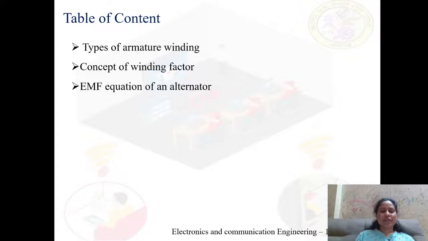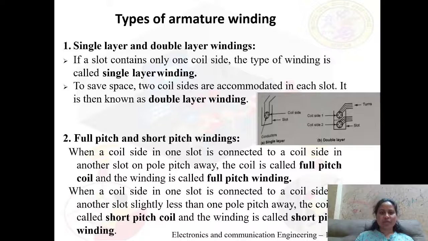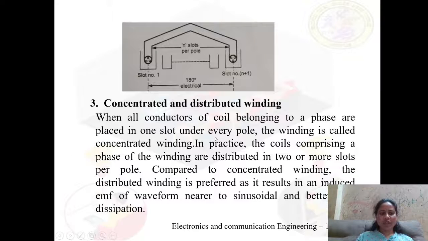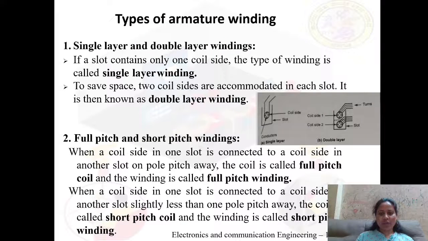Hi, let us discuss the types of armature winding, the concept of winding factor, and the EMF equation for the alternator. Okay, so the types of armature winding we will classify into three types: single layer and double layer armature winding, full pitch and short pitch winding, and concentrated and distributed winding. So let us go one by one.